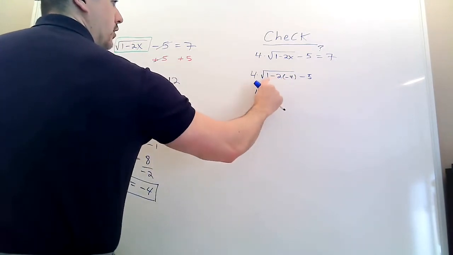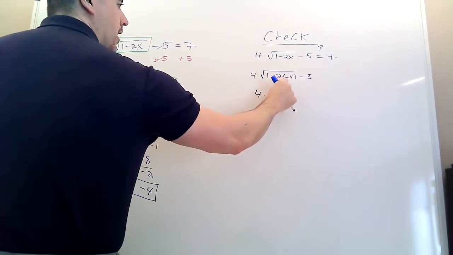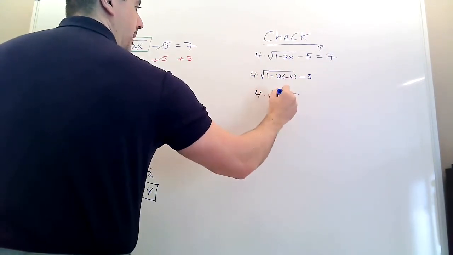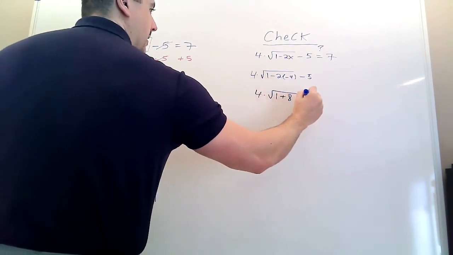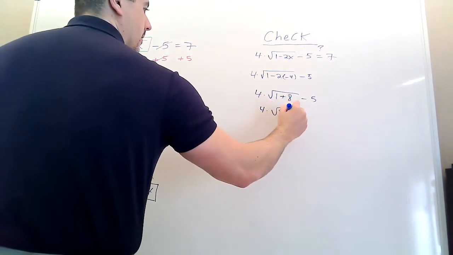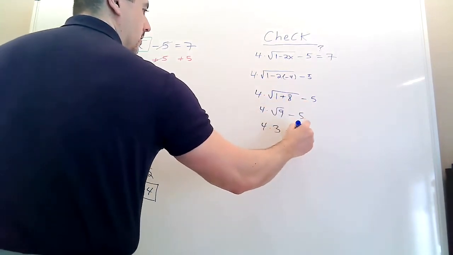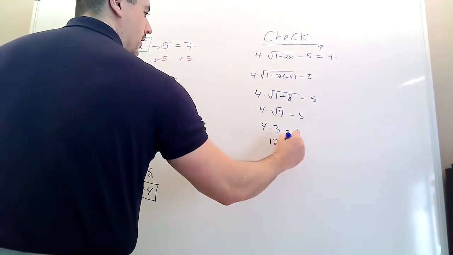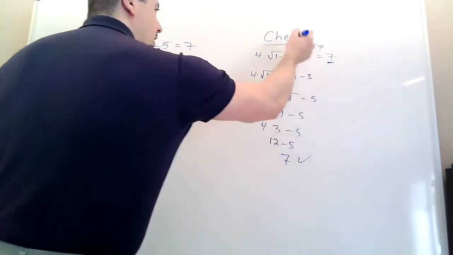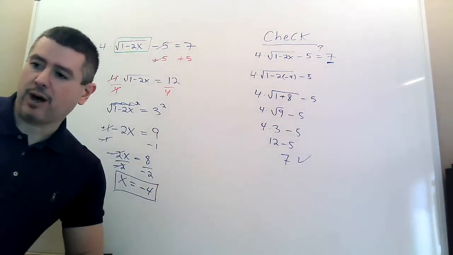So be careful here. You're doing 1 minus 2 times negative 4. The multiplication goes first. So you're going to have 1, a negative times a negative is positive. 2 times 4 is 8. 1 plus 8 is 9. Square root of 9 is 3. Take it out of jail. 4 times 3 is 12. 12 minus 5 is 7. Yay! That's what I have on the other side. So I showed that the left side is 7 when I plug the number in. That's it. Really, it's an easy problem.